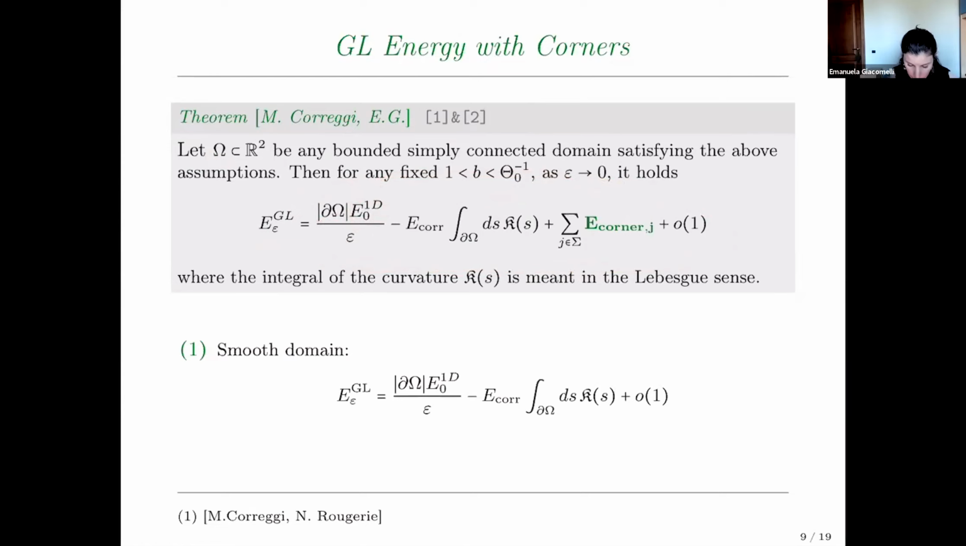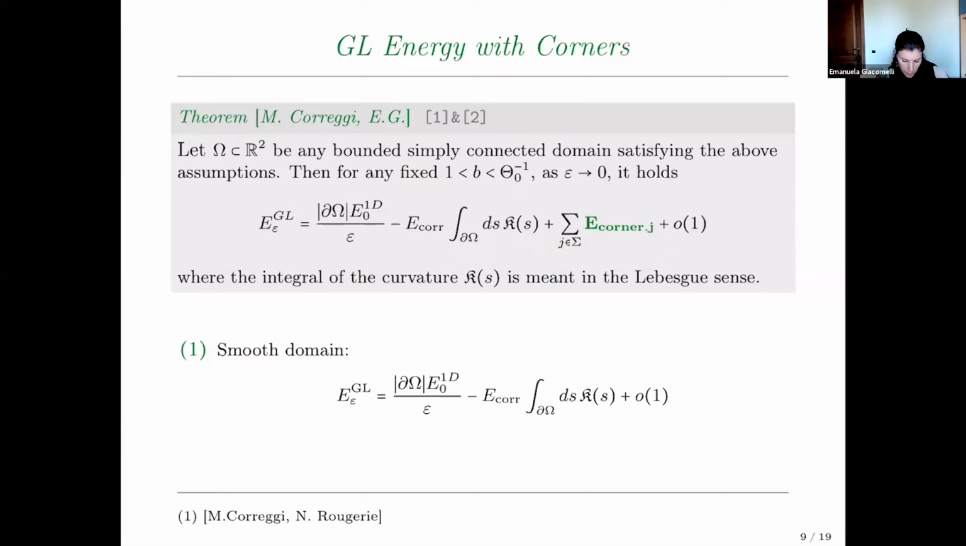If you want to go beyond, you can describe the correction by the integral of the curvature of the boundary. Here I forgot to write an S, because of course this is only true in the smooth part of our boundary. And then you have a contribution coming from the corners, which is described by this sum here.